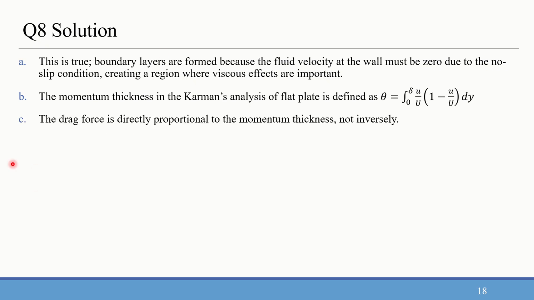And the third statement: drag force is directly proportional to the momentum thickness, it is not inversely proportional, so C was also wrong. And finally, what is wrong with D is the local Reynolds number increases with distance from the leading edge. It is basically rho V x by mu, so obviously it depends on the distance from the leading edge. So those are all the four statements.